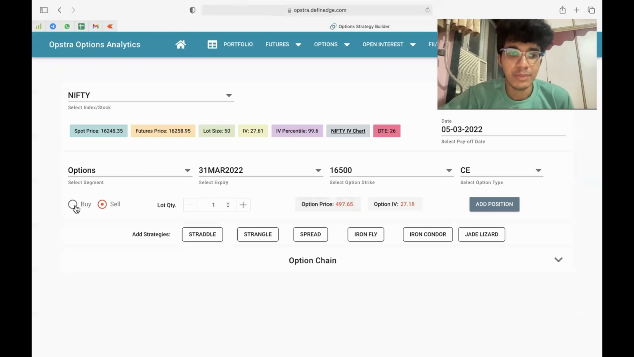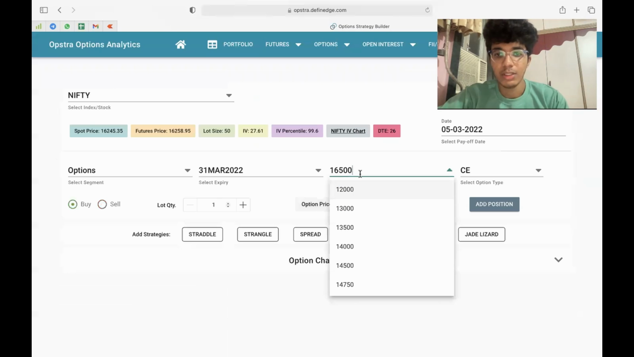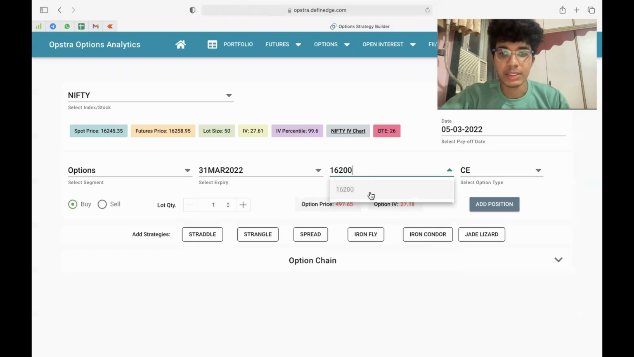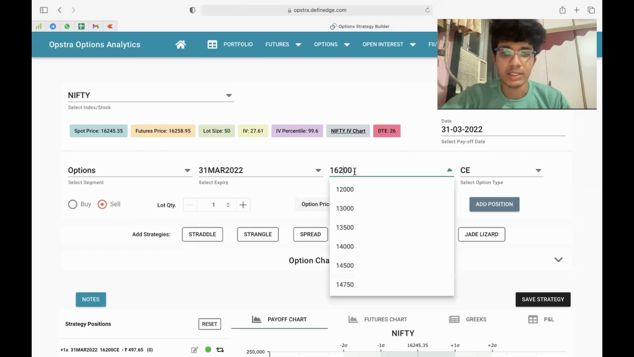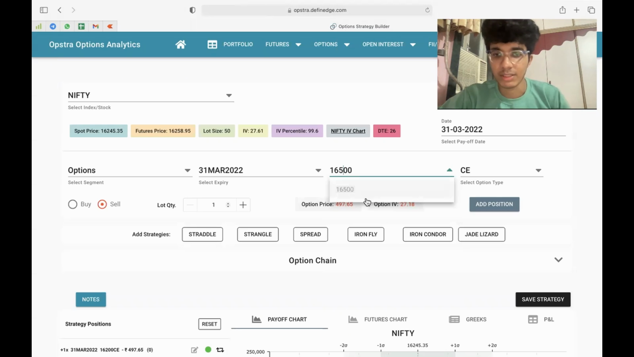So what did I tell you? You buy an at the money call option. Where is the Nifty spot price right now? That's 16,245, so to buy an at the money call, it'll be 16,200. You add that first, and then you sell an out of the money call option. Out of the money could be even 16,300, but we'll choose 16,500.